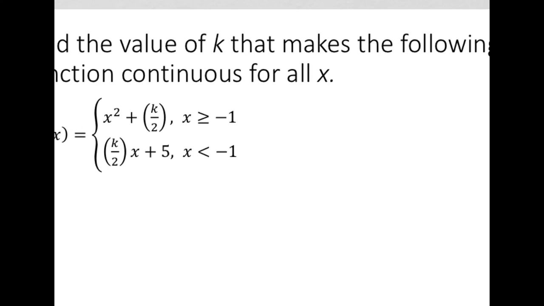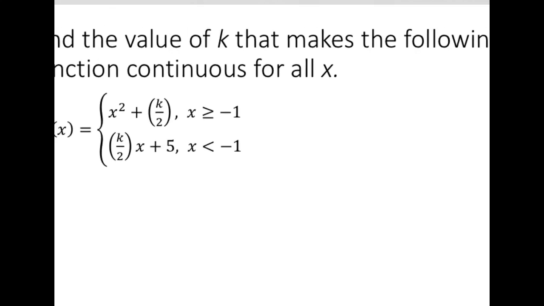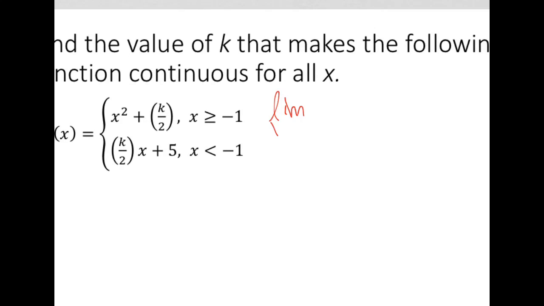To make a function continuous, we need the left-handed limit to equal the right-handed limit to equal the value of the function at that point. So we are saying that we have the limit as x approaches, in this case, -1 from the left of f of x. That has to be equal to the limit as x approaches -1 from the right of f of x. So since we are dealing with two polynomials, we directly substitute in.